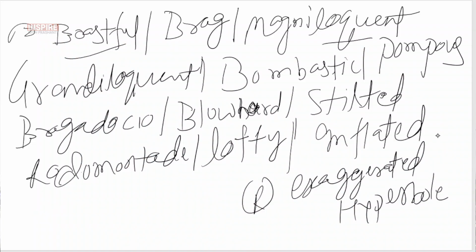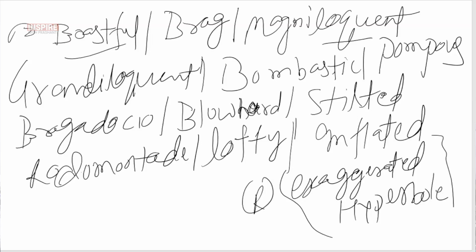So when you blow things out of proportion, that is to exaggerate, and that is what hyperbolic language is all about. And then you have these words in a similar context where people talk big, right? They boast. So they are magniloquent, grandiloquent, bombastic, braggadocio, blowhard, stilted, rodomontade, right?